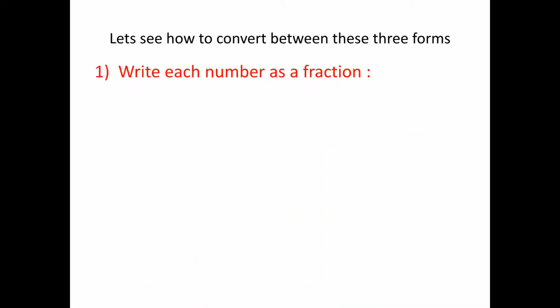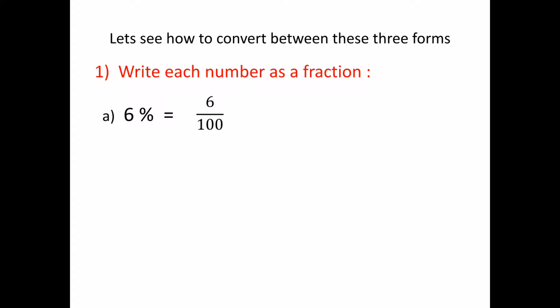Write each number as a fraction. This is the easiest question ever because you will put a number in the numerator and a number in the denominator, and then you will get it in the simplest form. 6%. How do I write this as a fraction? We said instead of the percentage sign, we will put over 100. So it's going to be 6 over 100.